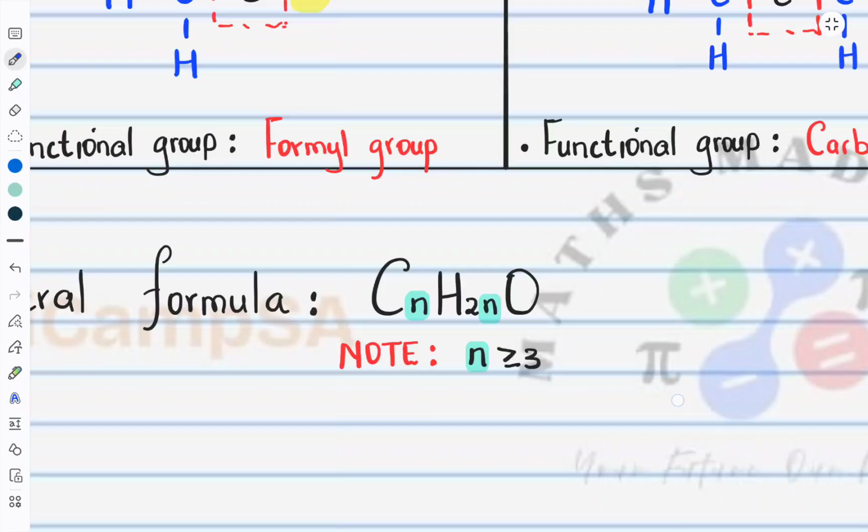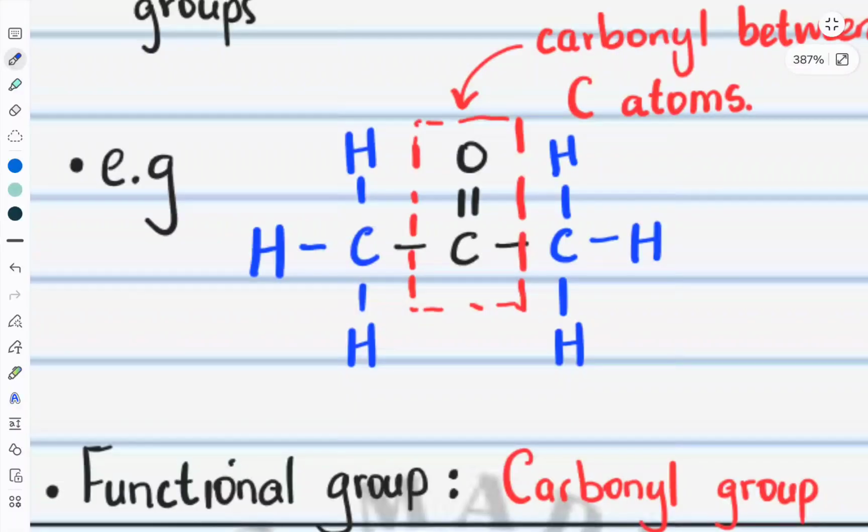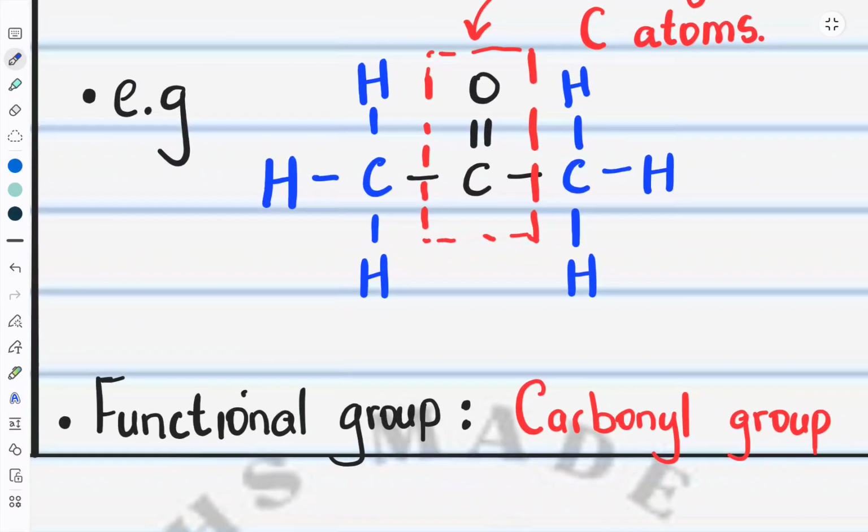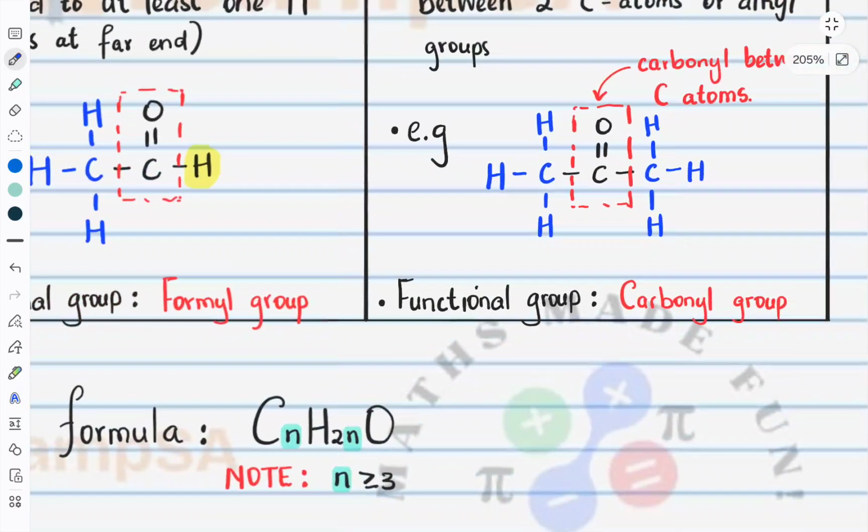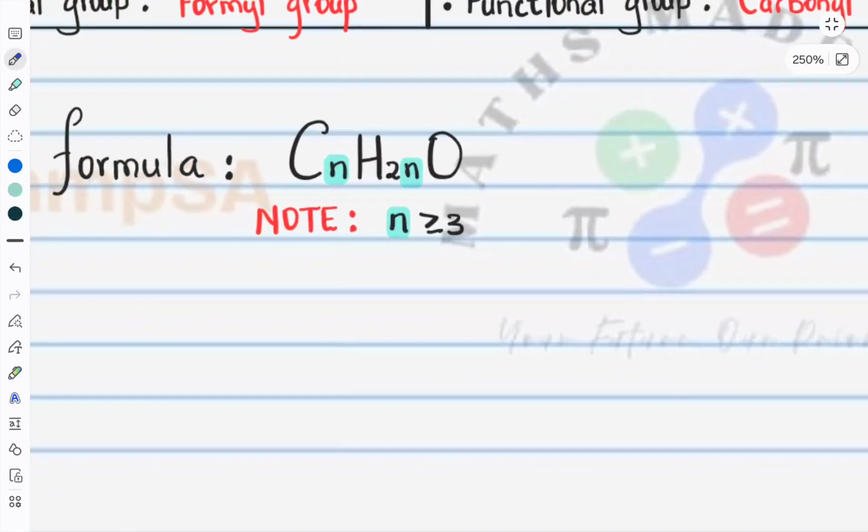If you are wondering why, that's because for ketones, the carbonyl group must always be located in between two carbon atoms. So if the number of carbon atoms is less than 3, you can never have the carbonyl group being in between carbon atoms. As a result, you would have a formyl group instead. That means you have an aldehyde and not a ketone. So basically, a ketone can never have less than 3 carbon atoms. That's another thing, so let's just put it here.